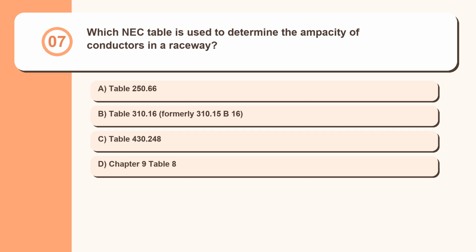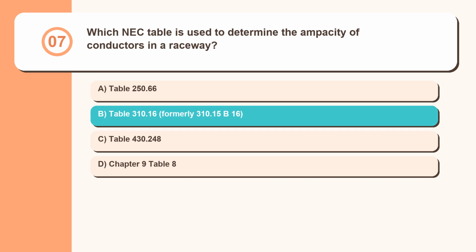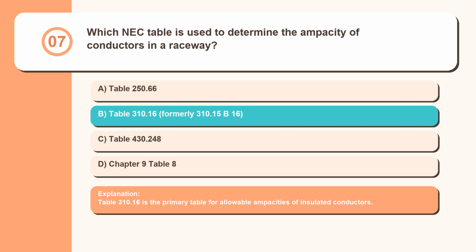Question 7. Which NEC table is used to determine the ampacity of conductors in a raceway? Table 250.66, Table 310.16, formerly 310.15(B)(16), Table 430.248, Chapter 9 Table 8. Table 310.16 is the primary table for allowable ampacities of insulated conductors.